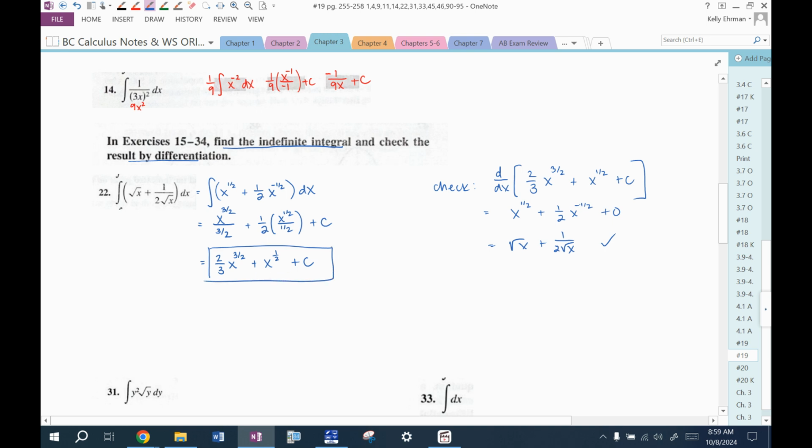And then I can check that work by saying, okay, take the derivative of the answer you just got, and that derivative should equal the integrand, which it does.